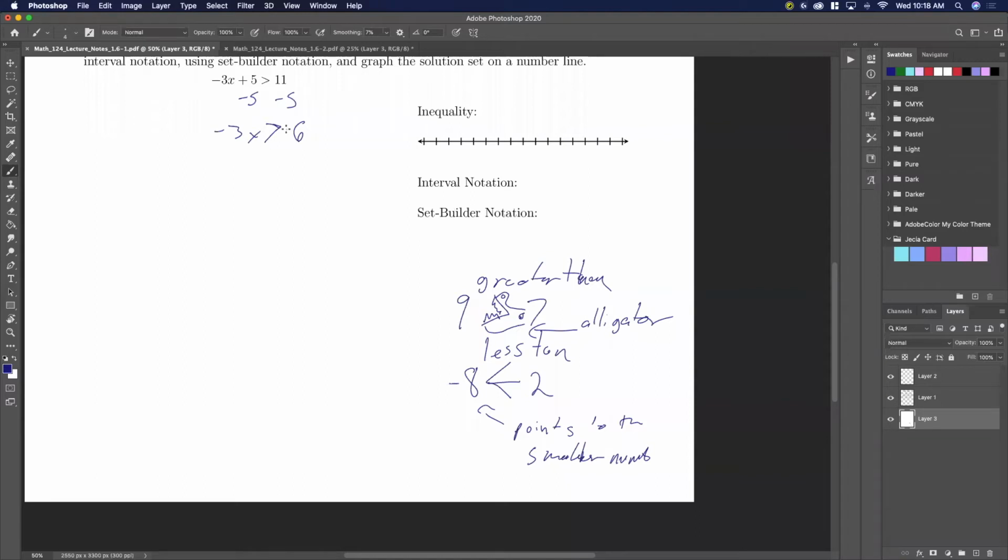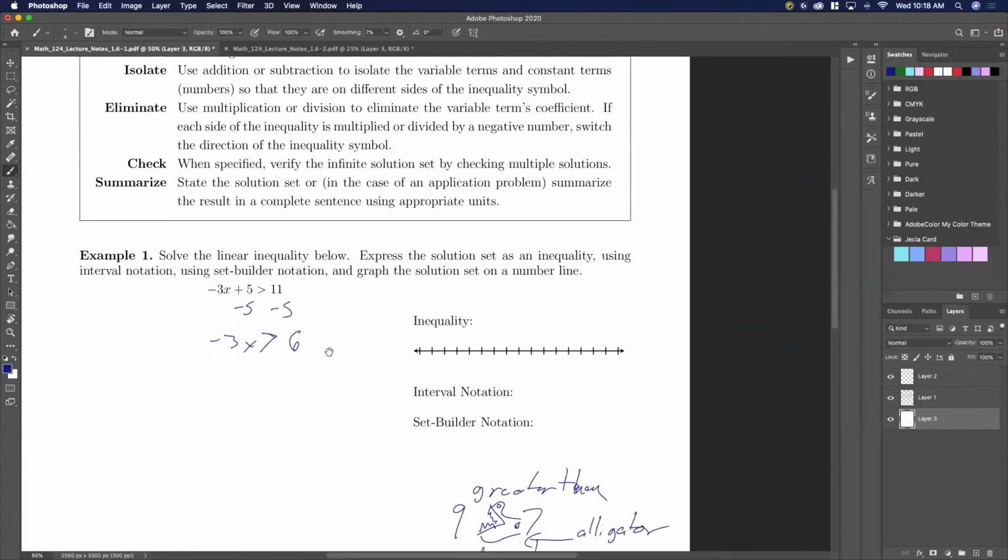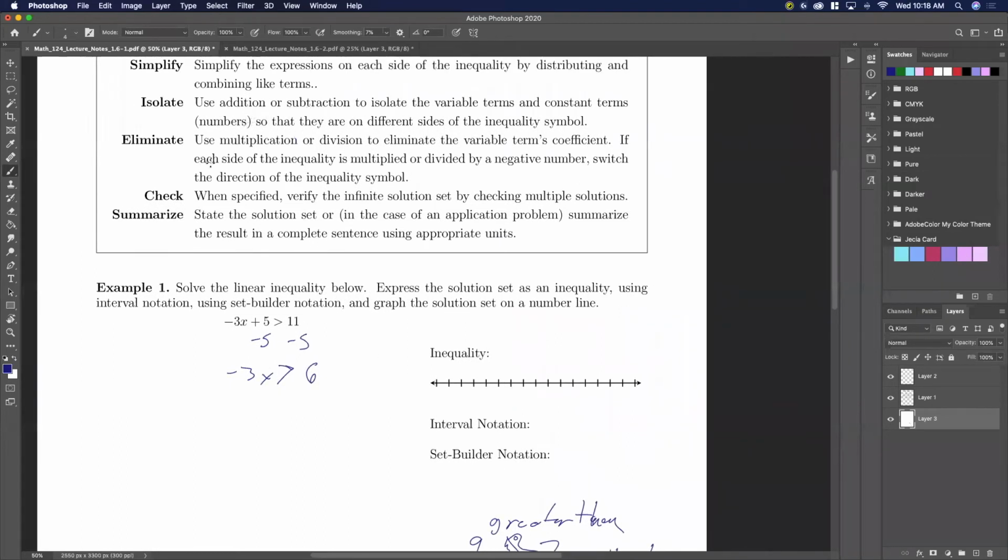All right, so now that we've done this, we've simplified. This is already simple. We isolated, so we have the variable on one side, the constant terms on the other. Next thing is to eliminate the coefficient. Here we're going to divide by negative 3. And since I'm dividing by a negative number, I need to switch my inequality. So it'll be x less than negative 2.